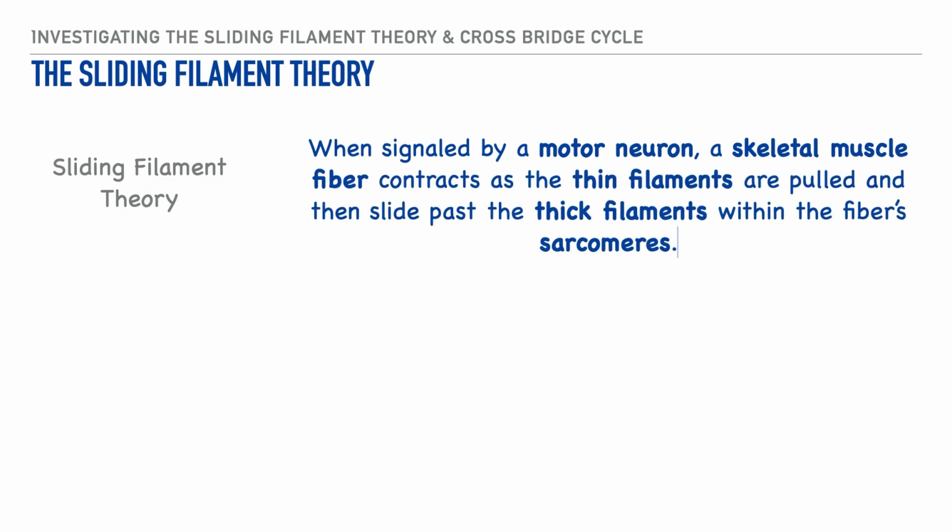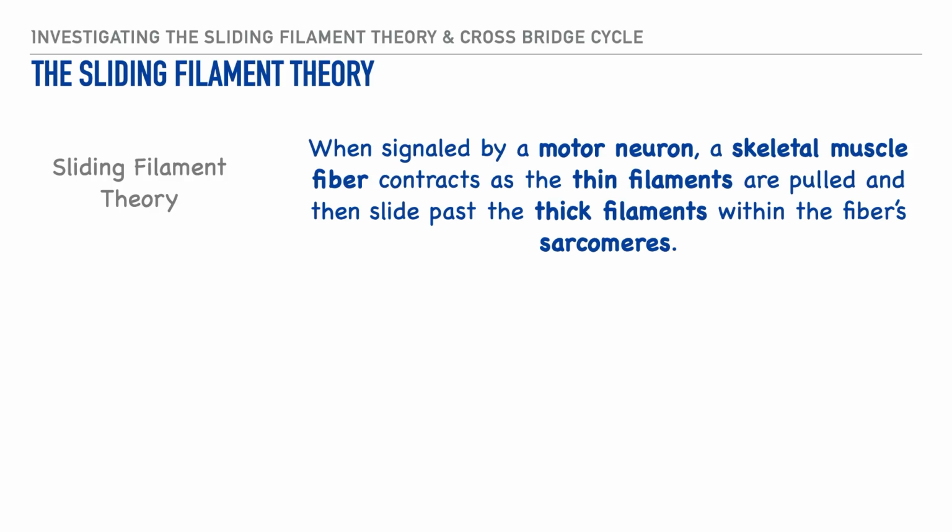Through our discussion of excitation-contraction coupling, we're also going to discuss what's known as the sliding filament theory. And this is the most widely known and accepted way of describing and understanding how muscles work. So here's the basis of the sliding filament theory, and hopefully you'll see the connection between this and excitation-contraction coupling. The sliding filament theory says that when signaled by a motor neuron, a muscle fiber contracts as the thin filaments are pulled, then slide past the thick filaments within the fiber's sarcomere.